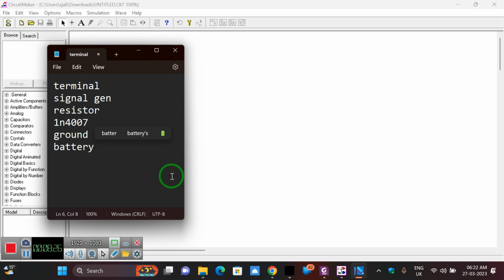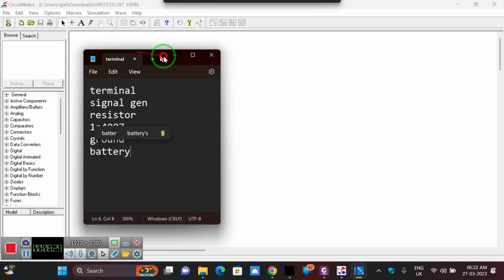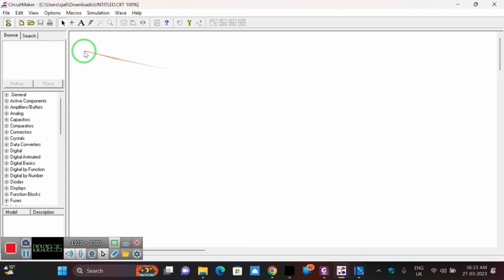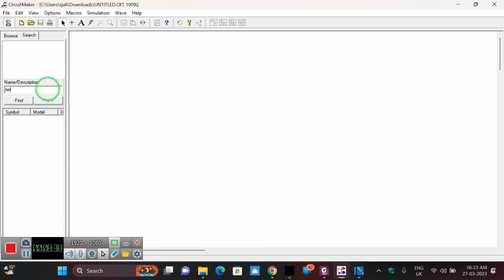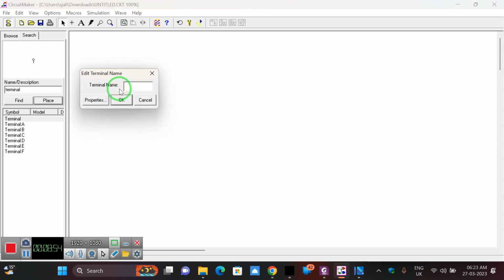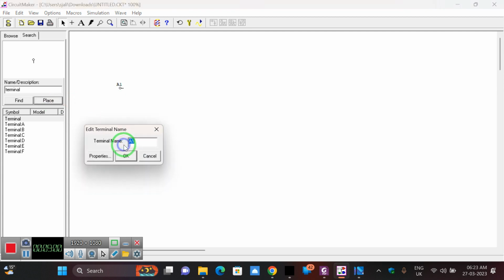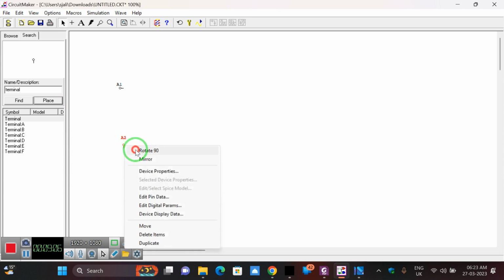So let's see what items we can have. I'm keeping this here so that it is easy to understand. Okay, now let's start. First we need to search for terminal. There are many terminals, but we only have to use the first one. Don't use A, B, C, D, E, F, just the general terminal, so that we can name it in the circuit. When you place it here, you can rotate by right click, then place it with terminal name A1. Same thing, place the second one with A2. You can rotate it if you want with the right click.